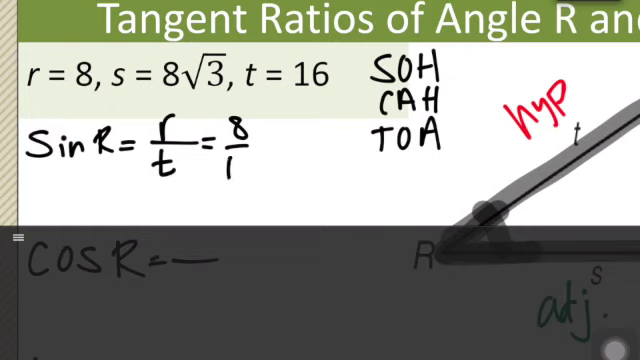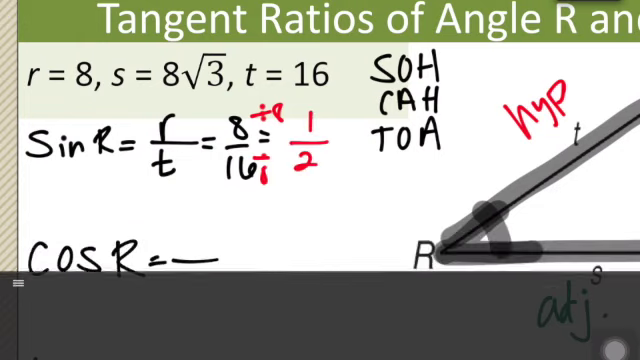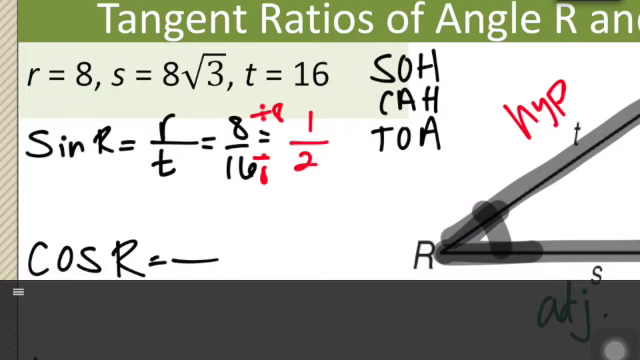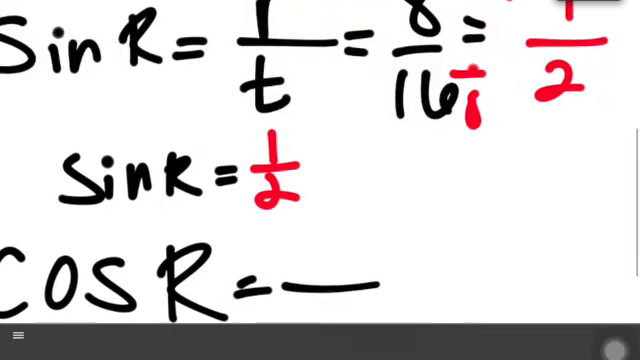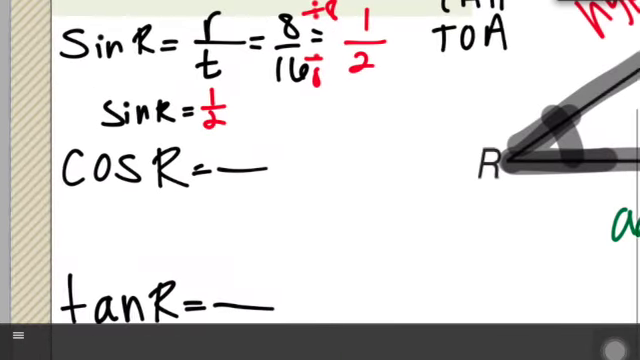Now we can simplify this a little bit more by dividing the top and the bottom by 8. So then this is going to give me 1 over 2. Let me write the simplified version. So the final answer is the sine of R is equal to 1 over 2. Perfect. Let's look at the cosine of R now.